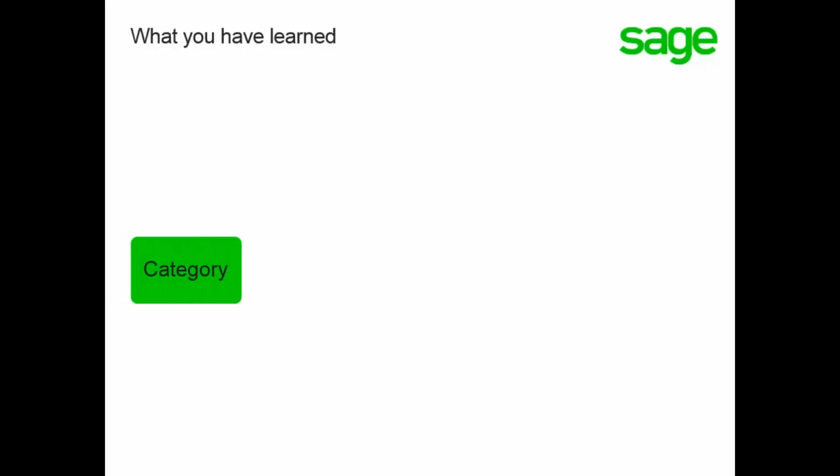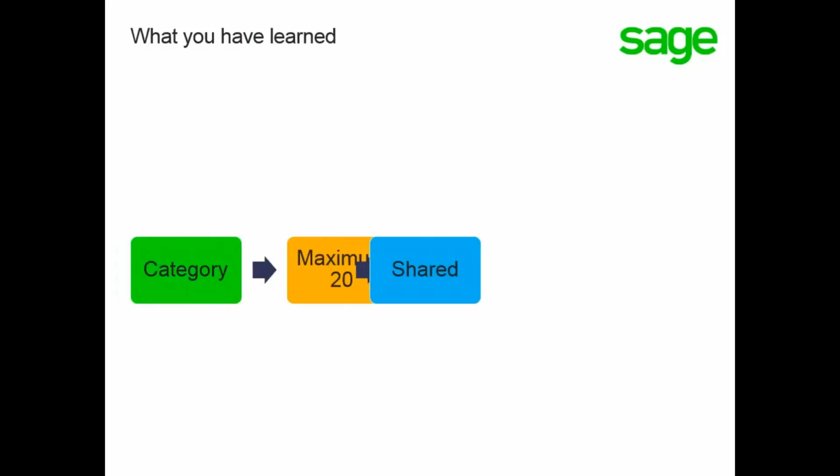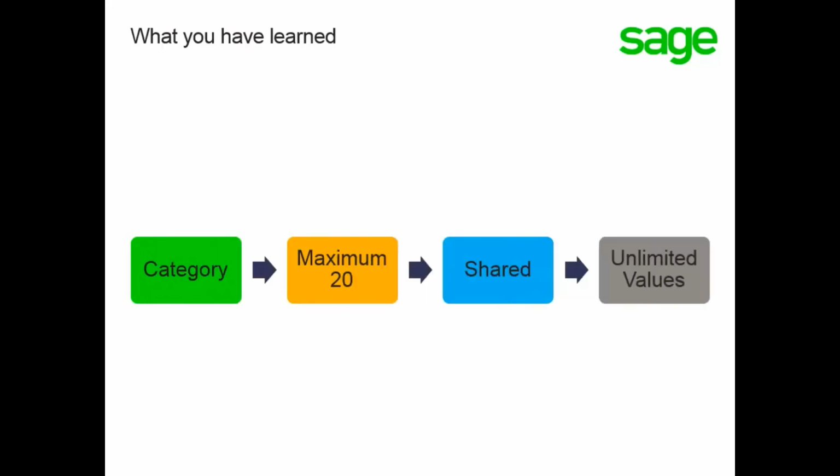In this lesson, you have learned that dimension types are categories in which you want to collect financial data, that you can have a maximum of 20 dimension types per endpoint, and the dimension types are shared across all companies within that endpoint. And finally, each dimension type can have unlimited dimension values.